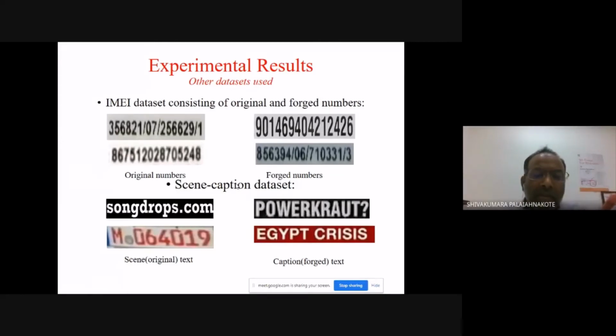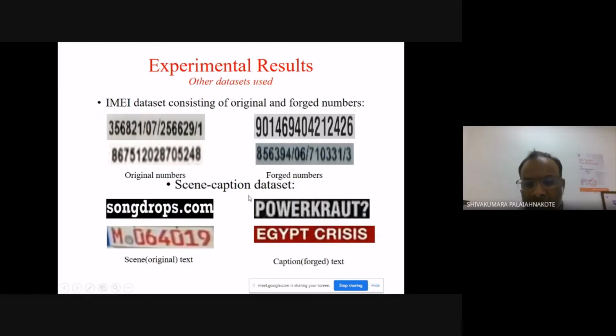If you take scene images, where you can see some text information, or let us say you're watching a news channel video, there will be some subtitles, right? Subtitles are nothing but caption text. And sometimes you can see some text as a part of the image, that is scene text information, like a building name, a park name, anything like this. So those are scene text.